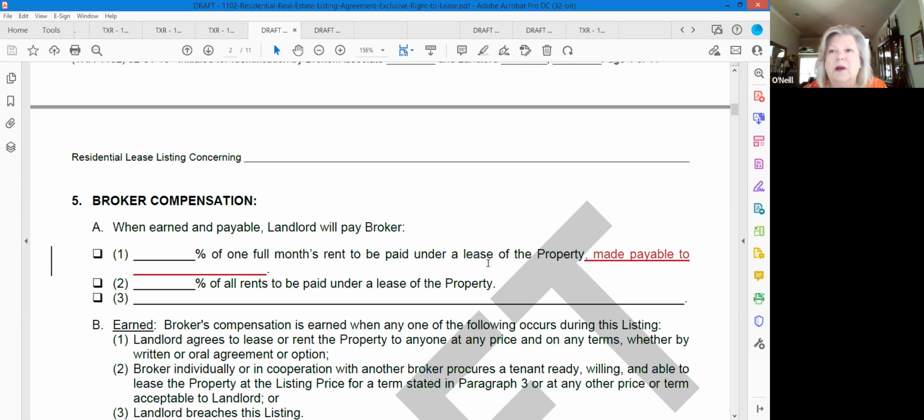And so we wanted to make it clear that the landlord understood that 100% of 1 month's full rent will be paid, made payable to Keller Williams. So you'll put your brokerage name in here. So it's real clear now, the landlord knows. We had an ability in that other paragraph in here to deduct any compensation that was due from us from the fees. Okay, so it was always there.